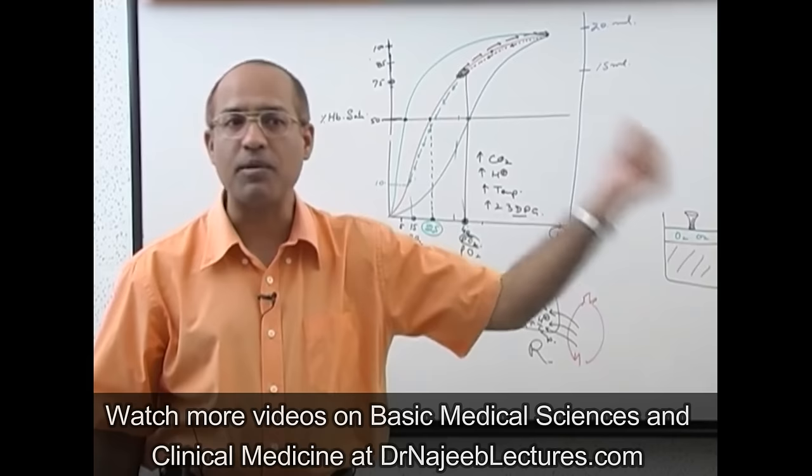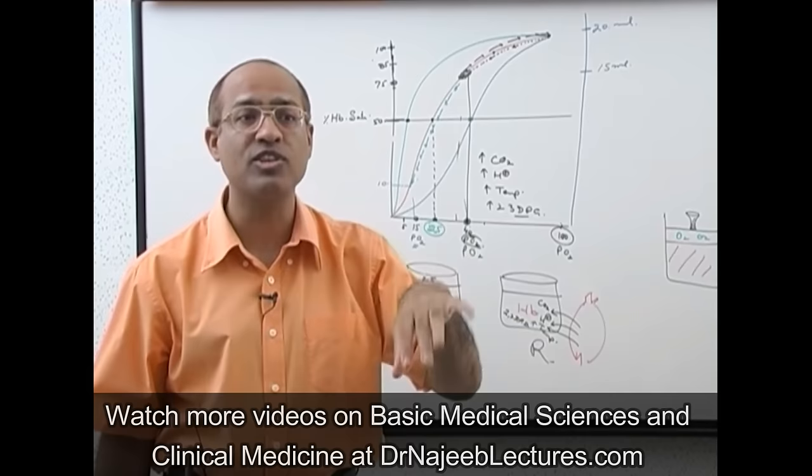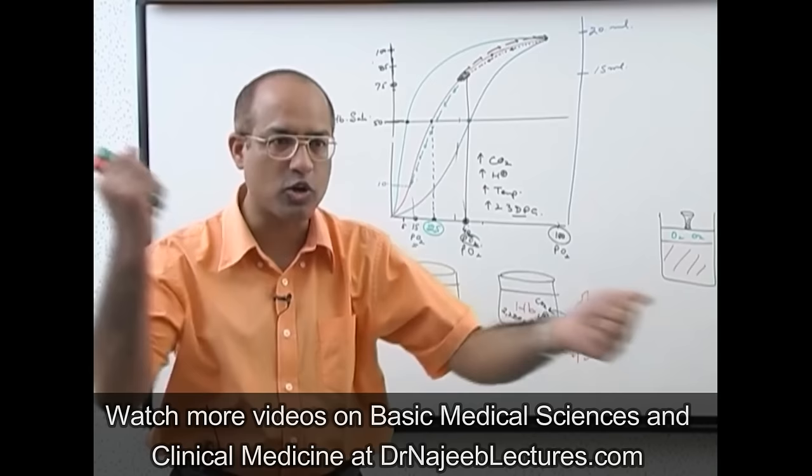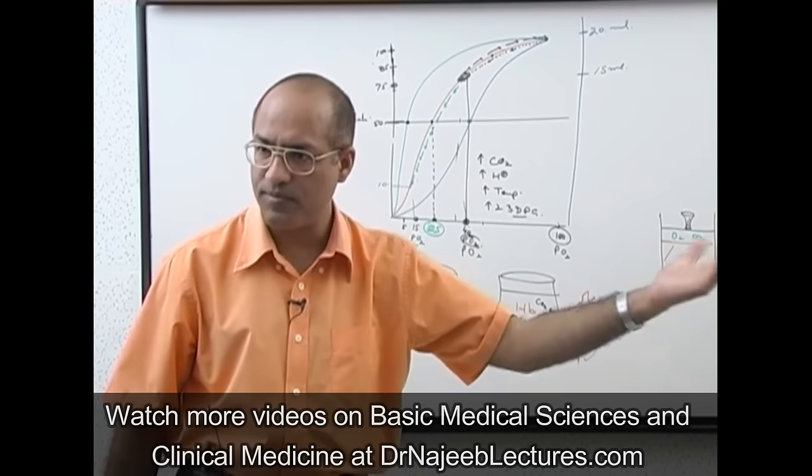And exercise more than 1 hour, or hypoxia long term as you go to high altitude, that produces 2-3 DPG. That cross-links the pockets and again it produces more delivery. Am I clear? Now, what are the things that shift the curve to the left?